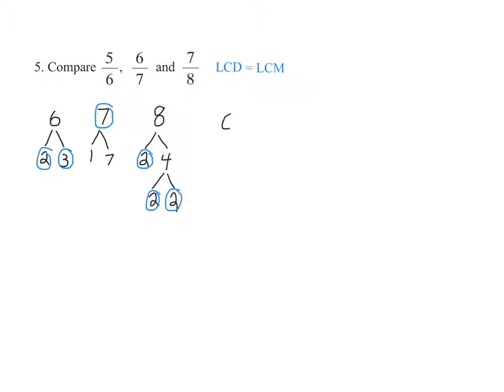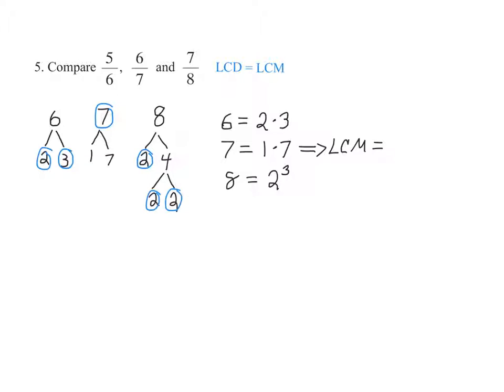So the prime factorization of 6 is 2 times 3. The prime factorization of 7 is 1 times 7. And the prime factorization of 8 is 2 to the third, which means the lowest common multiple for the denominators 6, 7, and 8 is the product of all the prime factors with the highest exponent.